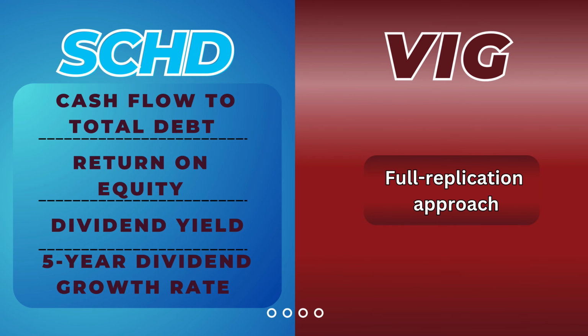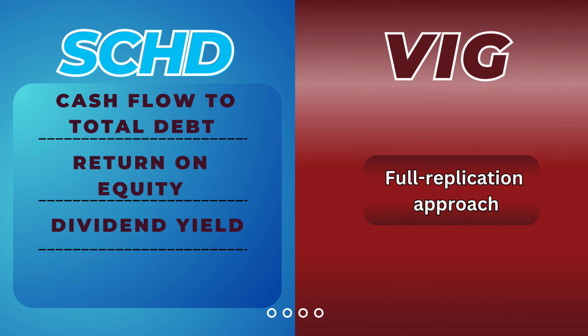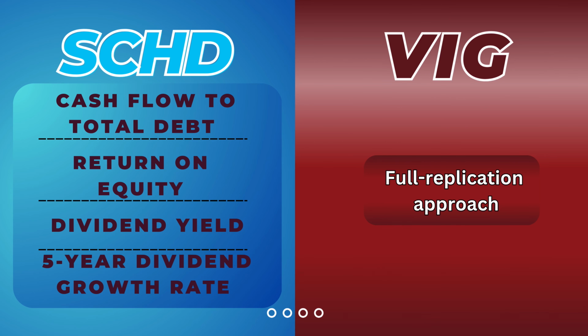Beyond the index criteria, SCHD applies 4 key fundamentals: cash flow to total debt, which is the ability to repay debt with cash flow; the return on equity, basically profitability; dividend yield, which is income relative to stock price; and 5-year dividend growth rate, which is consistent dividend increases. These ensure SCHD holdings are strong dividend payers, financially solid, and capable of sustaining payouts. Meanwhile, VIG holds every stock in its index through full replication of the index, providing broad exposure to dividend growers.